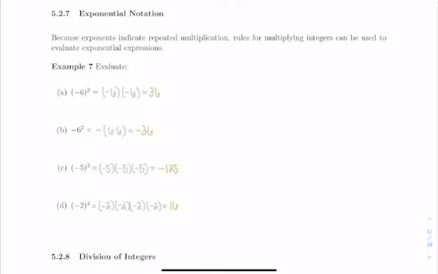So (-6) squared, because the negative and the 6 are inside the parentheses, that means we're going to have -6 times -6, because it's twice, it's squared. Two negatives make a positive, and 6 times 6 gives me 36.